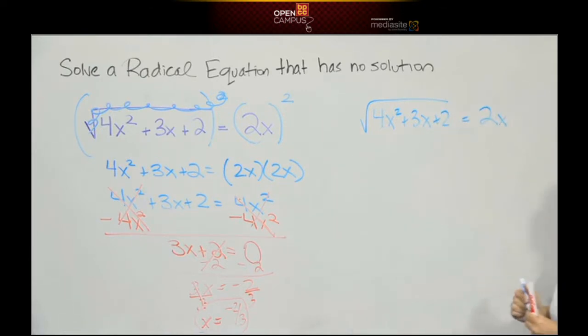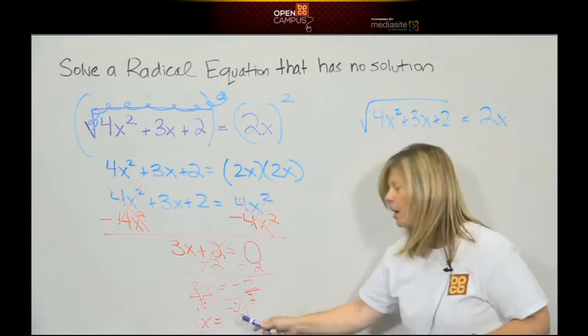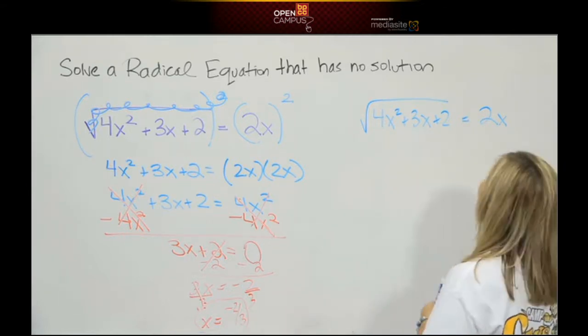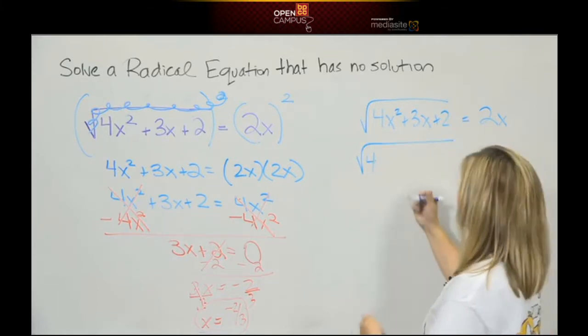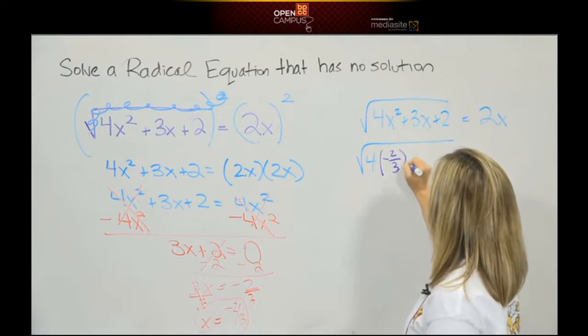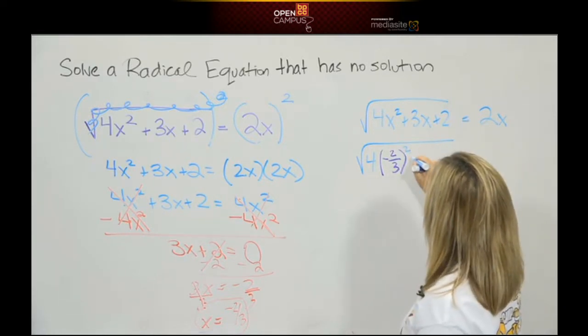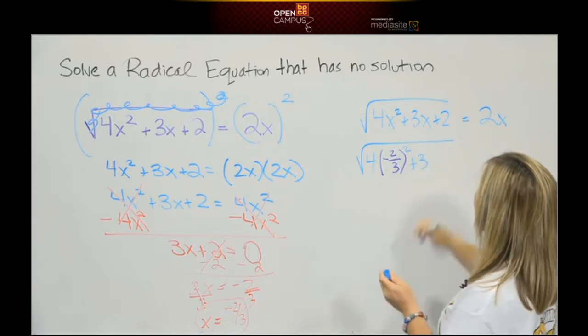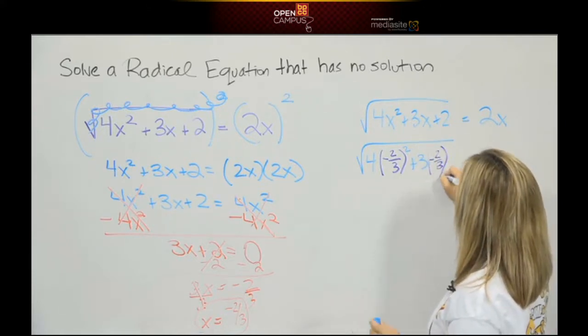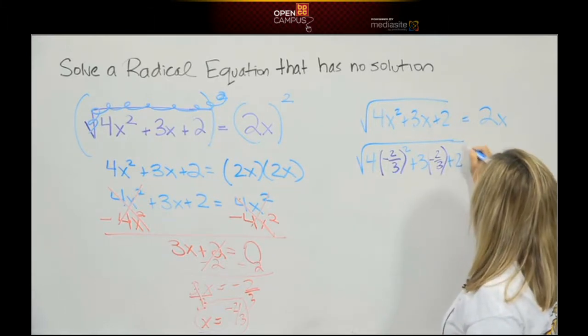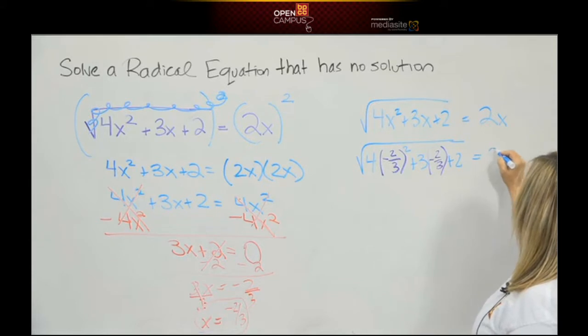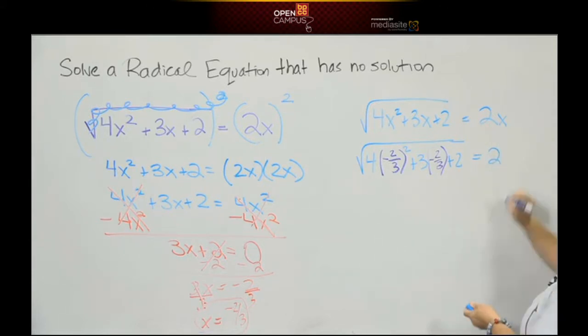There's the original. Wherever there is a letter x, I have to substitute in this number, negative 2/3. So I have the square root of 4. Up, there's an x. So I'm going to put negative 2/3, and then I leave the square. Plus 3. Up, there's an x. I put negative 2/3, and then I have plus 2. That's the left side. On the right side, I have 2. Up, there's an x. There's your negative 2/3.